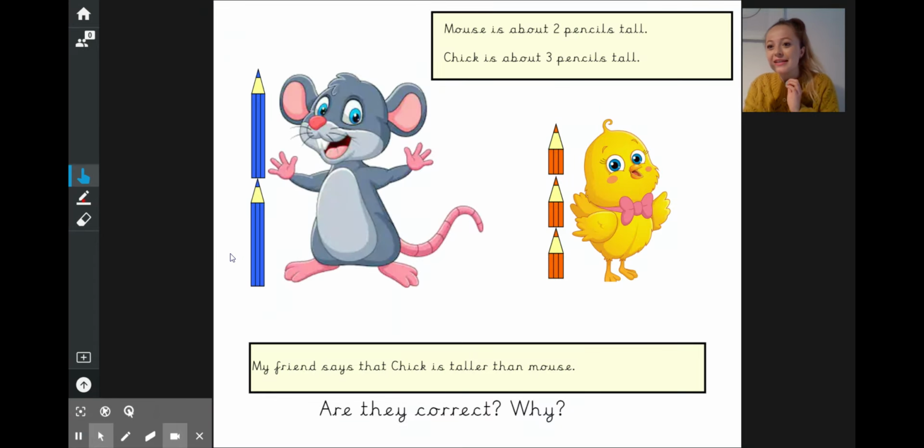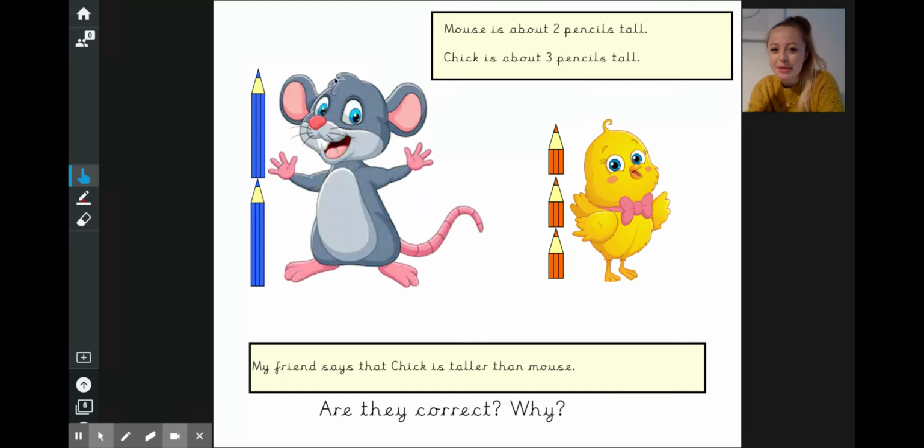Okay, I've got a little question here for you now. I've got 2 friends, Mouse and Chick, and they've both measured themselves using pencils. Mouse has measured himself using these blue pencils, and he gets all up to the top and he has 2 pencils tall, about 2 pencils tall. And Chick down here has done the same thing, and she's saying that she's about 3 pencils tall. So my friend says that Chick is taller than Mouse because Chick is 3 pencils tall and Mouse is only 2 pencils tall. Is my friend correct?